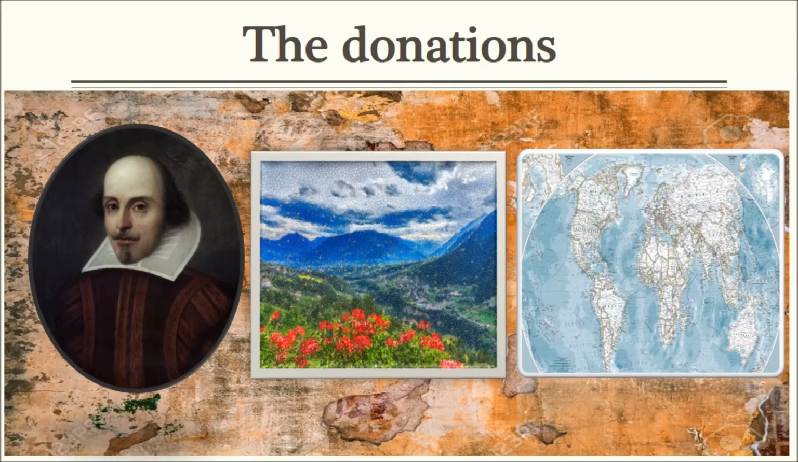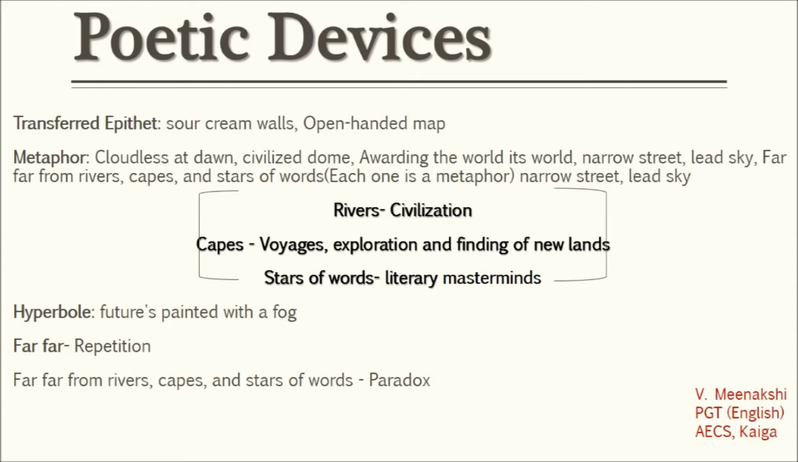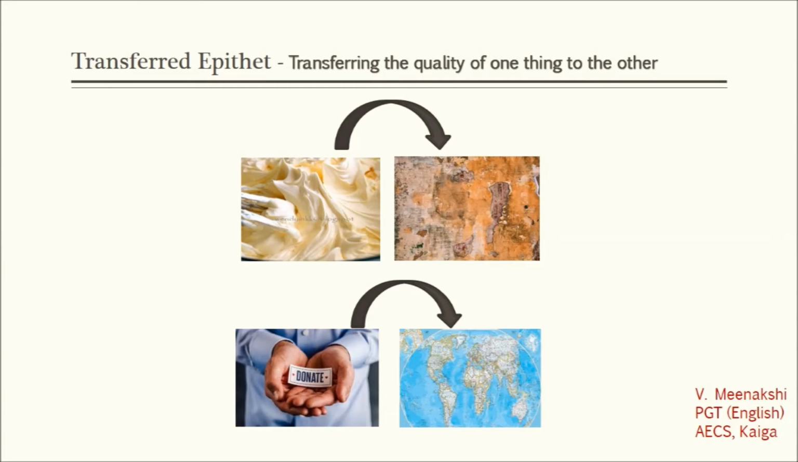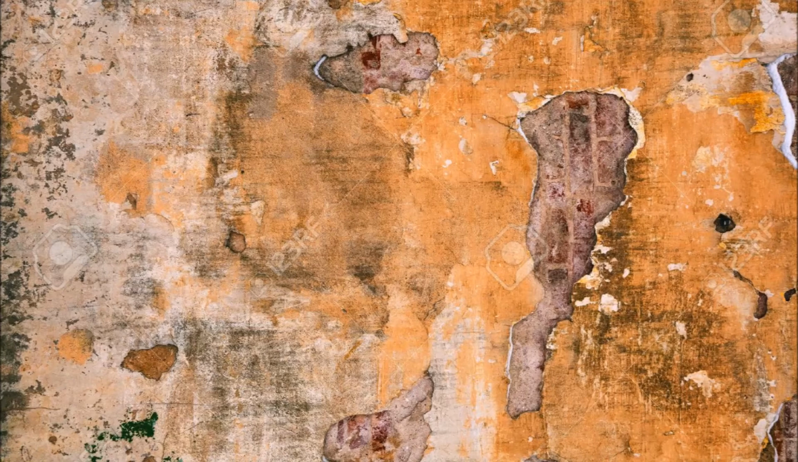That is what the three donations stand for. Let's discuss the literary devices of this stanza. The first device we see prevalently is the transferred epithet. Transferred epithet is transferring the quality of one thing to another. The quality of the sour cream is yellowishness and staleness. These two qualities of the stale cream are used for describing the yellow walls not painted for a long time.